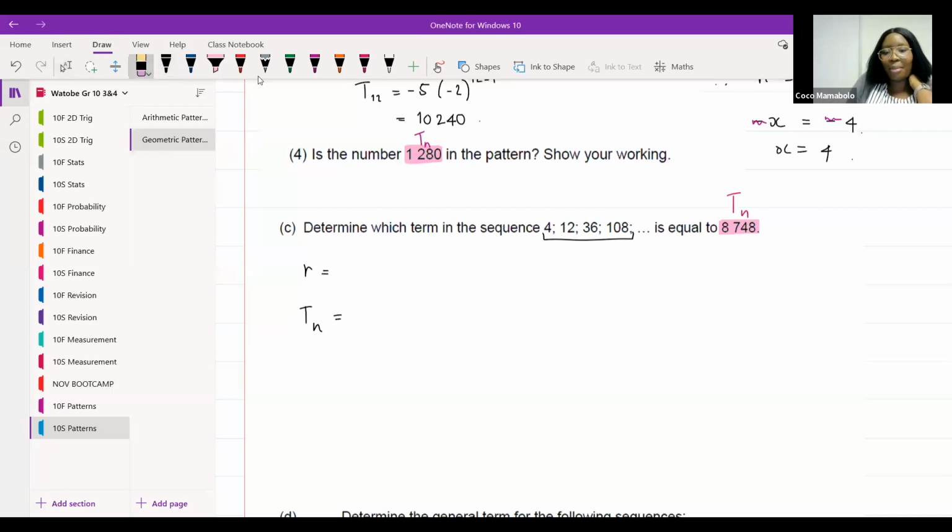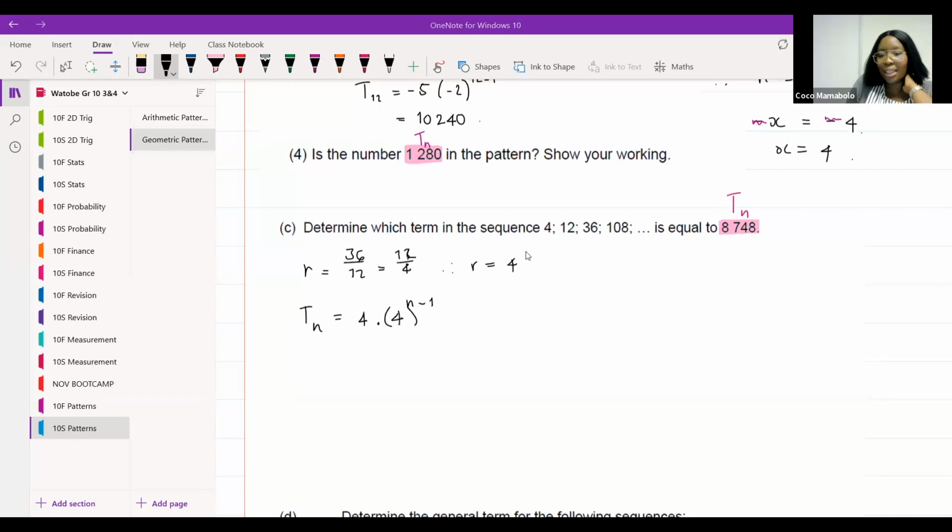Now, remember, guys, my common ratio, T3 over T2, is equal to T2 over T1. I'm going to go straight into it. 36 divided by 12 is equal to 12 divided by 4. Therefore, our R is equal to 4. So Tn is going to be 4 multiplied by 4 to the power of n minus 1.